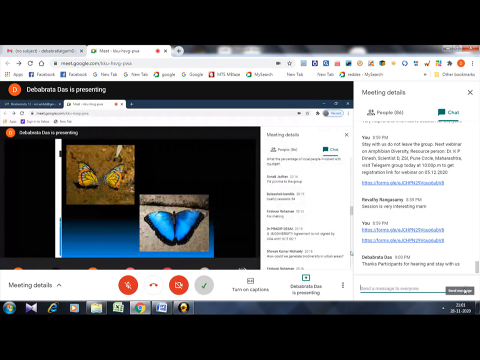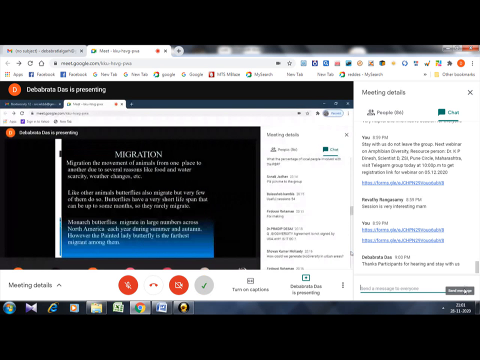Migration is a movement of animals from place to place in search of food, water, etc. We also see human migration, bird migration, animal migration, marine migration, fish migration, etc. Butterflies also migrate, but because they have a very short life, they migrate very little. Butterflies mostly live up to some months, so they rarely migrate. But the butterfly that migrates in the most numbers is the monarch butterfly.